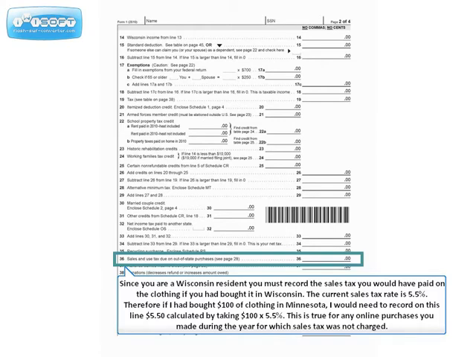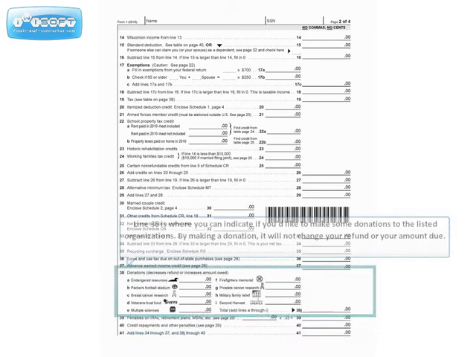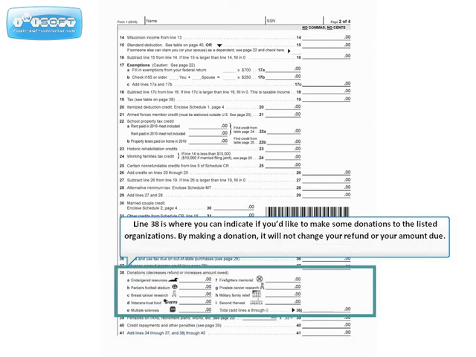The current sales tax rate is 5.5%. Therefore, if you had bought $100 of clothing in Minnesota, you would need to record on this line $5.50, calculated by taking the $100 times 5.5%. This is true for any online purchases you might also have made during the year for which sales tax was not charged. Line 38 is where you can indicate if you'd like to make some donations to the listed organizations.